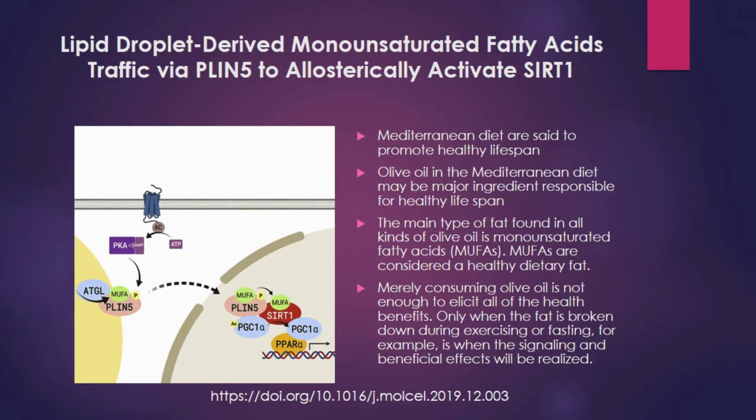This slide explains the mechanism by which monounsaturated fatty acids like those in olive oil activate SIRT1 via PLIN5, emphasizing that this signaling, which is beneficial, only occurs when the fat is broken down during exercise or fasting.